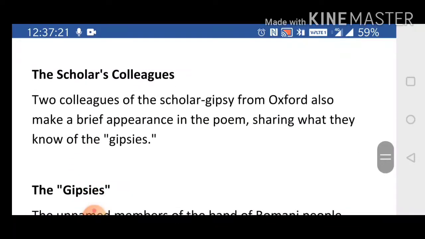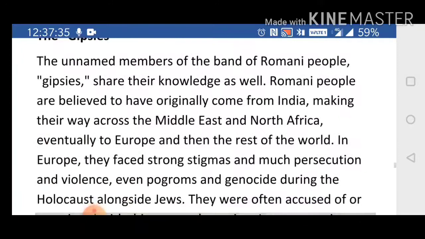The scholar's colleagues. Two colleagues of the scholar gypsy from Oxford also make a brief appearance in the poem, sharing what they know of the gypsies. The gypsies. The unnamed members of the band of Romani people, gypsies, share their knowledge as well. Romani people are believed to have originally come from India, making their way across the Middle East and North Africa, eventually to Europe and then the rest of the world.